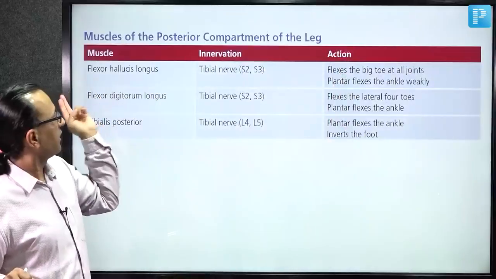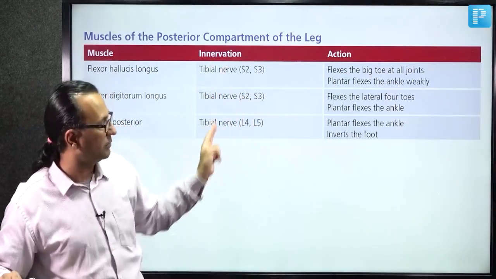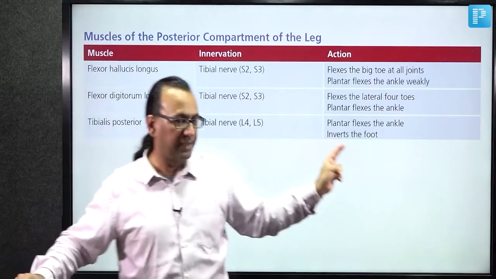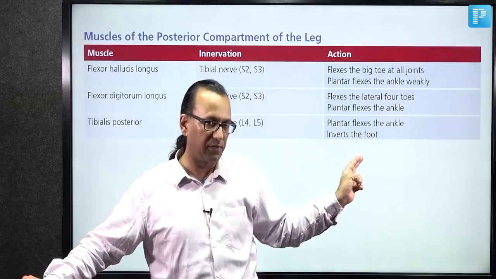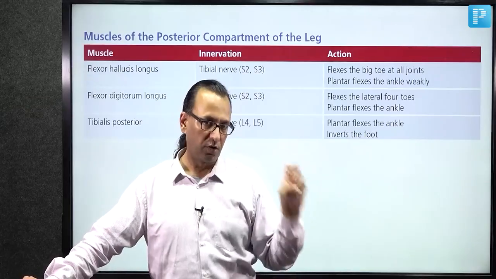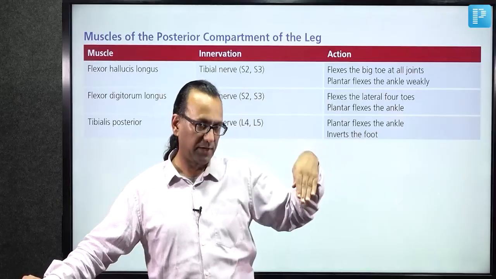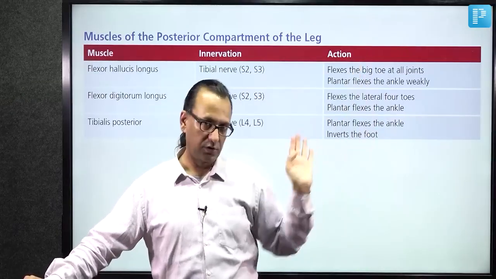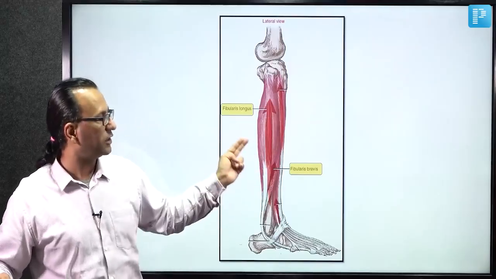And as you can see, flexor hallucis longus, flexor digitorum longus, and tibialis posterior are also supplied by the tibial nerve, which is the posterior tibial nerve, in fact. And then you can see that as the tibialis anterior was an inverter, even the tibialis posterior is an inverter. So there are 2 Toms, both of them are inverters, whereas the posterior Tom is a plantar flexor and the anterior Tom is a dorsiflexor. The lateral compartment of the leg has the peroneus longus and peroneus brevis muscles.